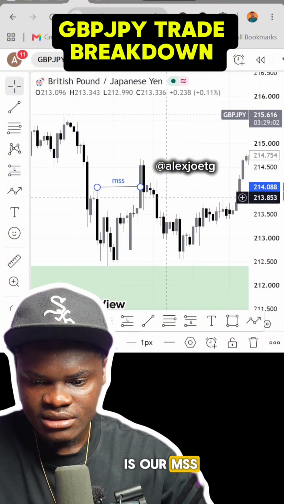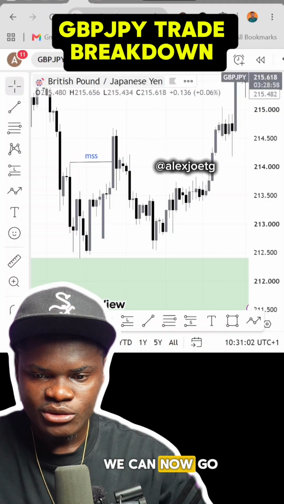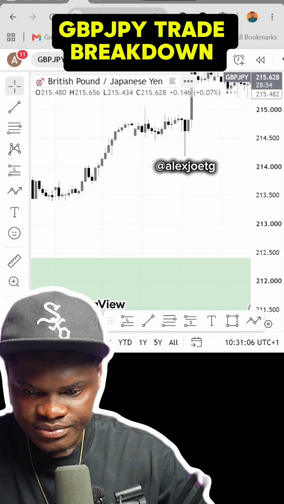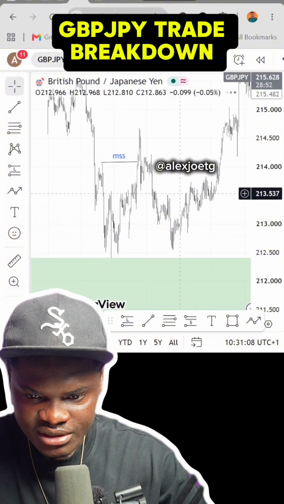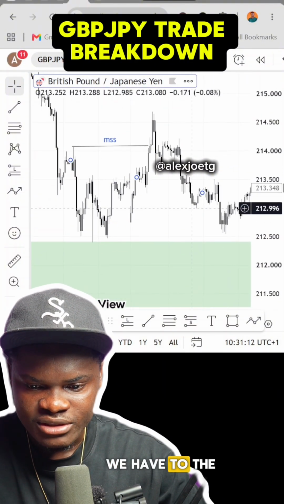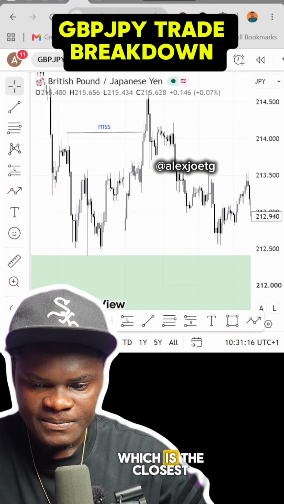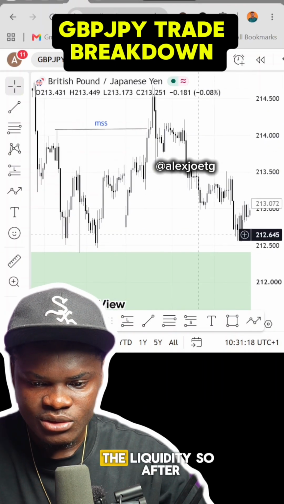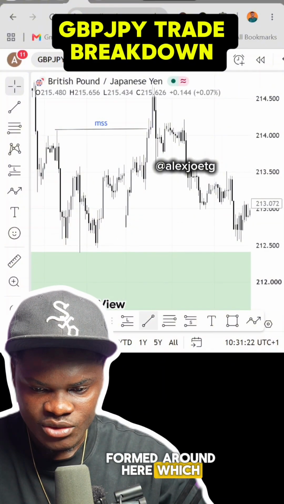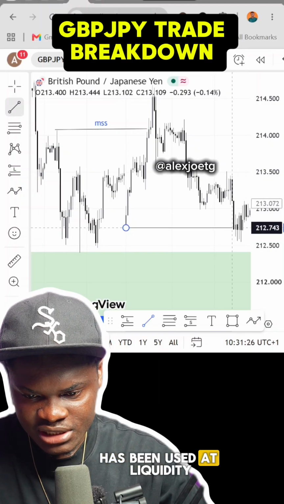So, since we have gotten our MSS, we can now go down to 1 hour. Go down to the 1 hour time frame. Since we've seen our MSS, what does it signify? The next thing we are looking out for is our liquidity, which is the closest to the POI. So after this high, a liquidity should be formed around here, which is this young man that has been used as liquidity.